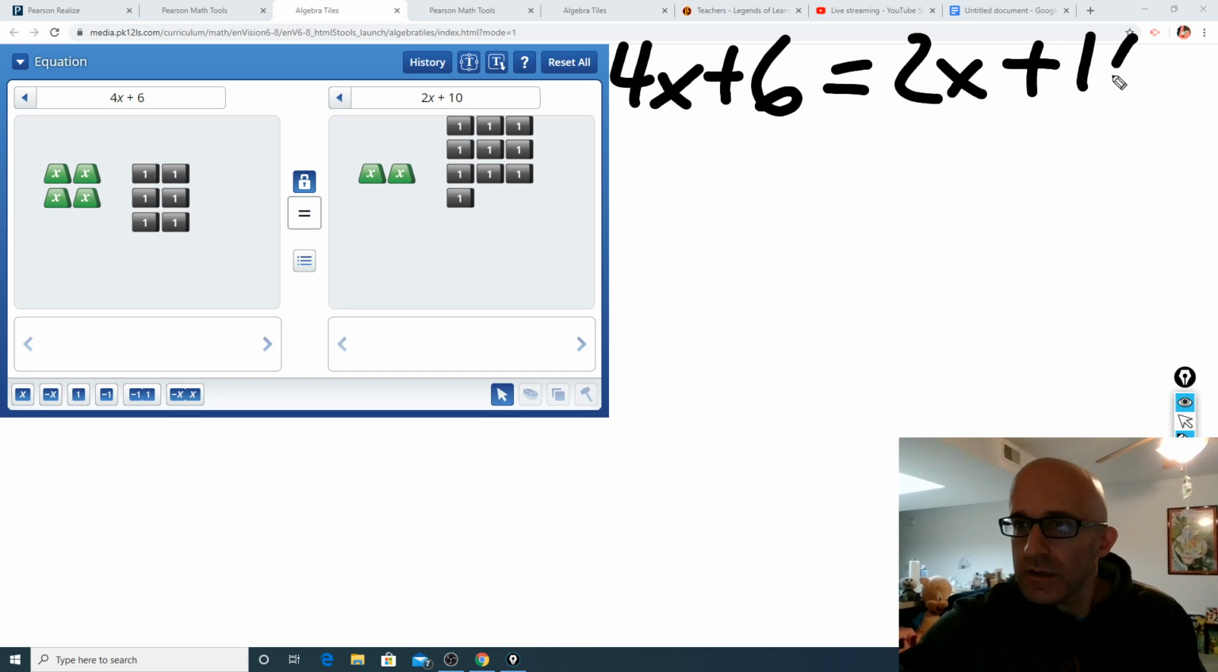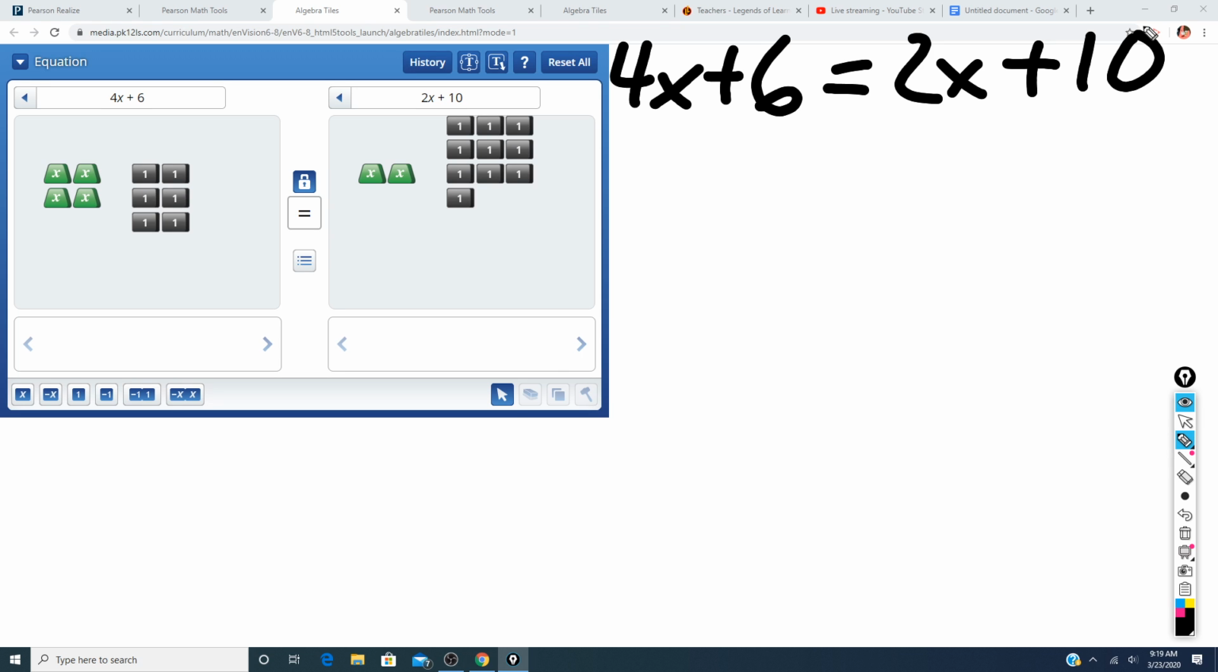Oh my, there it is at 10. So what you want to do first: when we solve an equation with a variable on both sides, we want to get the variable by itself on one side of the equation. Now, how do we do that? We do it by our inverse operations.